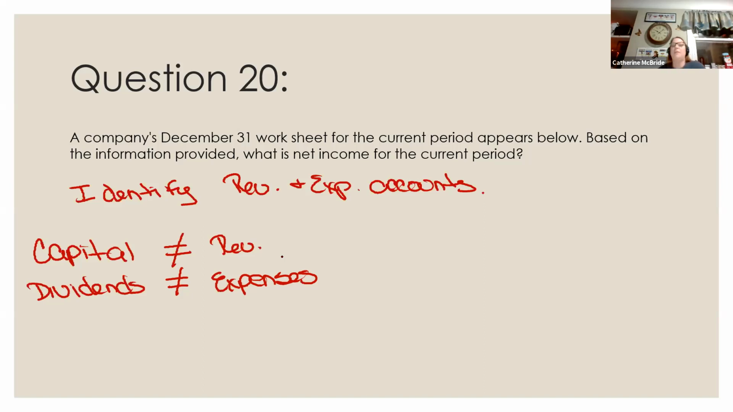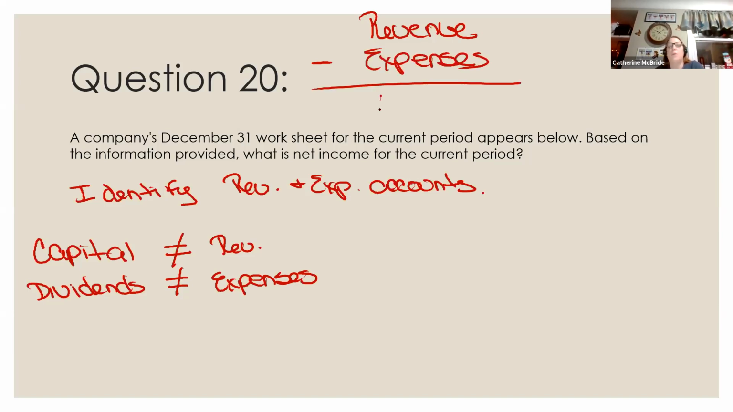And then obviously net income is revenue minus expenses equals net income. Are we good there? Yes.